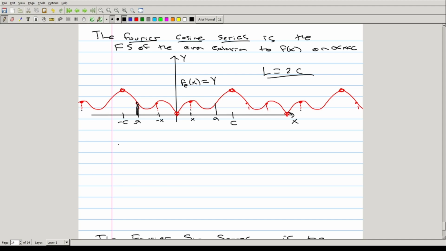And when we go through and get our Fourier series coefficients, we get that a naught will be 2 over L times the integral from negative L over 2 to positive L over 2 of f even of x dx, which we know will be 1 over c times the integral from 0 to L over 2 times 2, and L over 2 is just c, of f of x dx. The function itself on the originally defined interval from 0 to c.